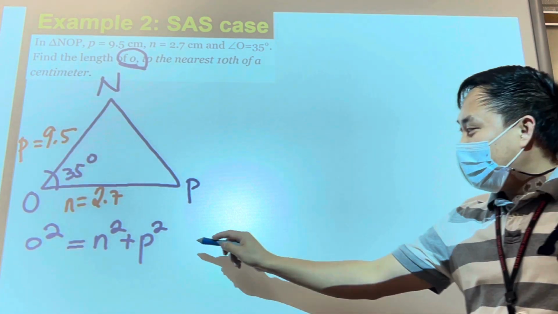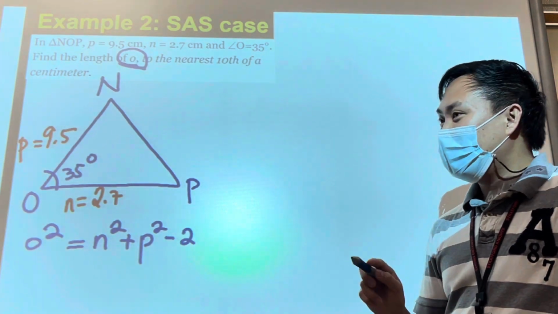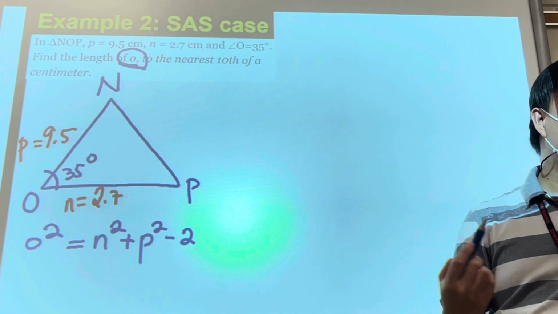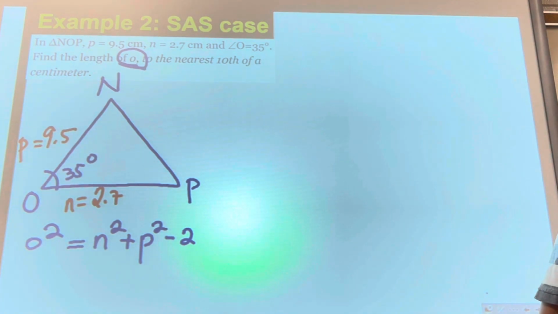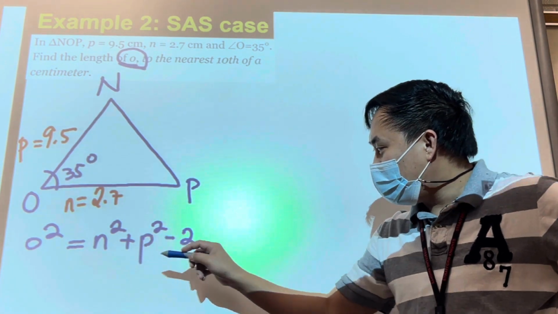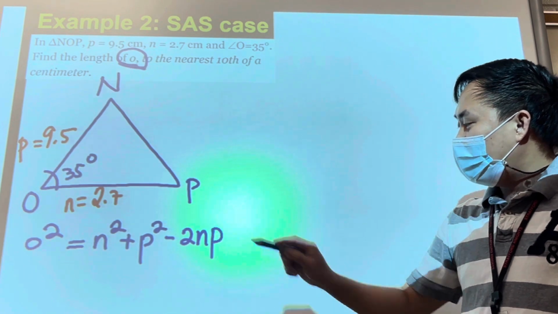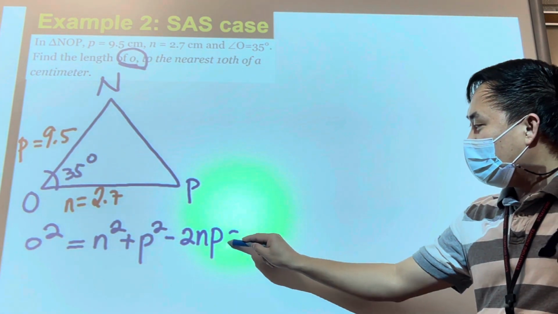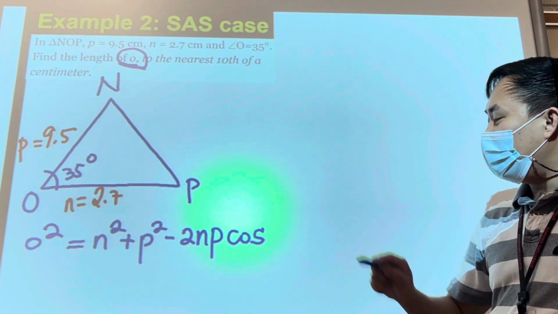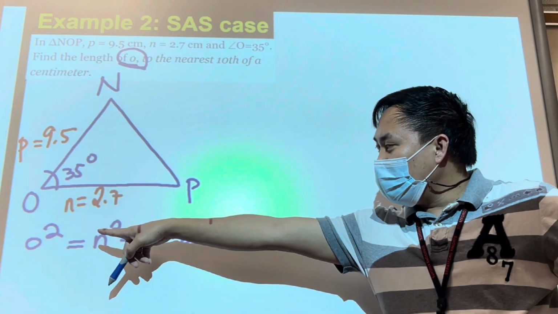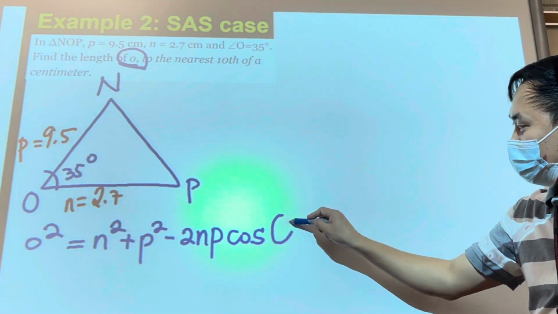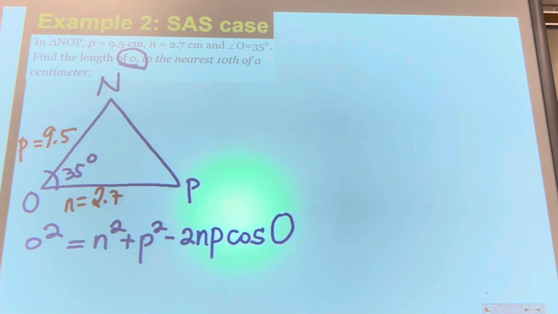Minus, letters first, letters. Minus the product of N and P, and 2, so 2NP, and then cosine. The side is o, angle O here. So that will be our equation. N times P cosine O.